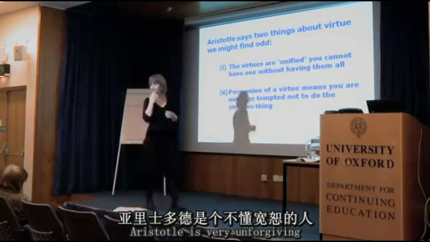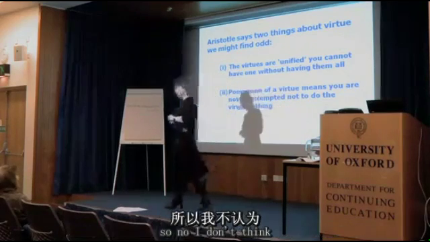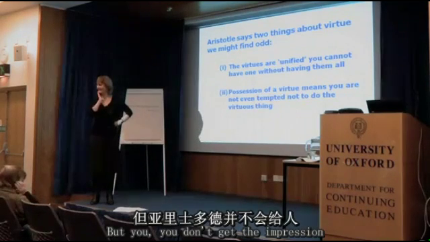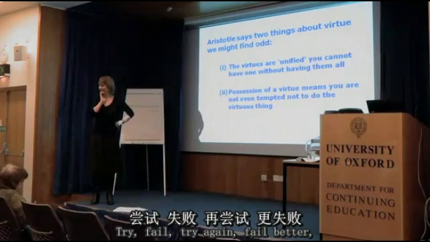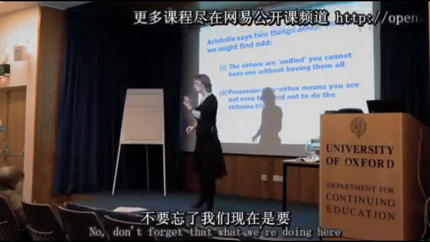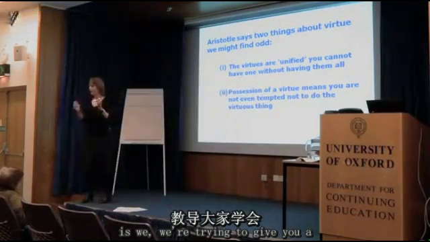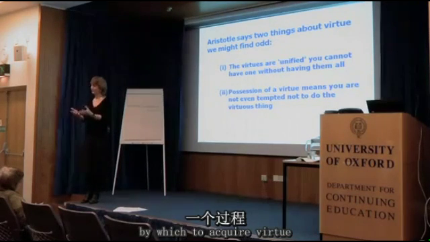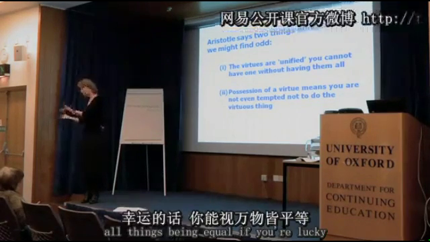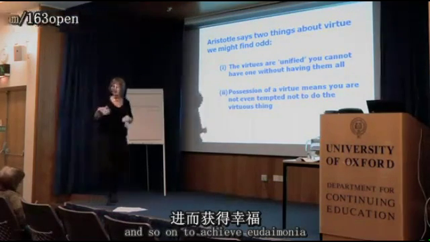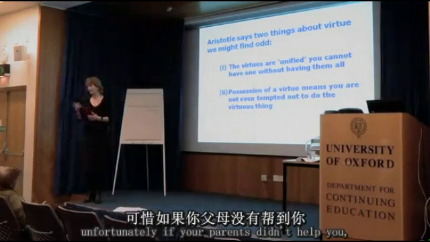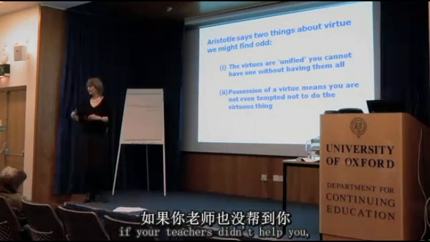Aristotle's very unforgiving, though. You've already suggested. Well, actually, it's virtuous to be forgiving, so no, I don't think. If we're assuming that Aristotle is himself virtuous, he would. One virtue he doesn't have. But you don't get the impression from Aristotle, try, fail, try again, fail better. No, that's so unfair. No, don't forget that what we're doing here is we're trying to give you a procedure to follow by which to acquire virtue. What Aristotle is saying is if you do all these things, you will acquire virtue, and you will, all things being equal, if you're lucky and so on, achieve eudaimonia. He's not saying you're going to do it first time. He says it has to be acquired. You have to get into habits, and unfortunately if your parents didn't help you, if your teachers didn't help you, it's going to be more difficult for you.